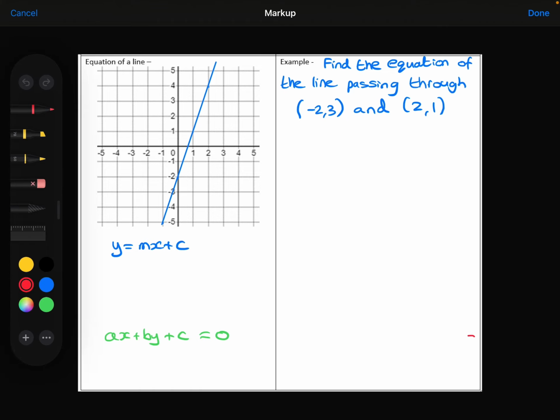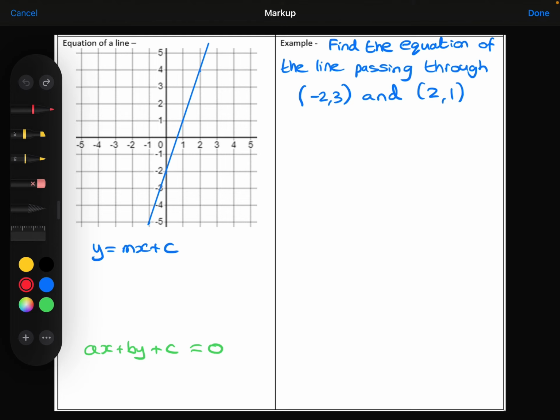And then finally for this video, we're going to talk about the equation of a line. Now generally most of the time, we will have the equation of the line as being y equals mx plus c, where m is the gradient, c is the intercept. So this blue line here, I can see that the y-intercept here is -2. So that is the c value.